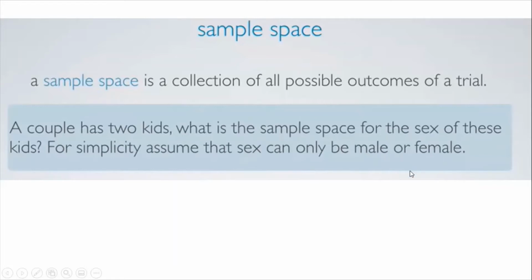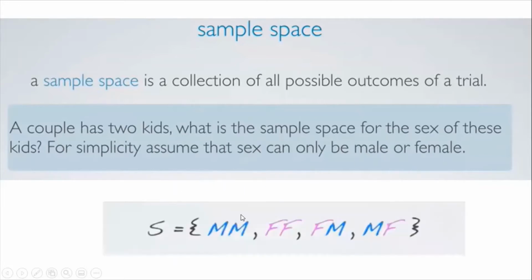So let's try to do this. When we think about sample space, we think of all possible outcomes. The two kids can be male, the two kids can be female, so that's MM and FF. And then the first kid is male and the second kid is female, or vice versa, so we have FM and MF. So that is called the sample space. Sample space is basically every possible value. It's a set, so it's denoted by curly brackets.